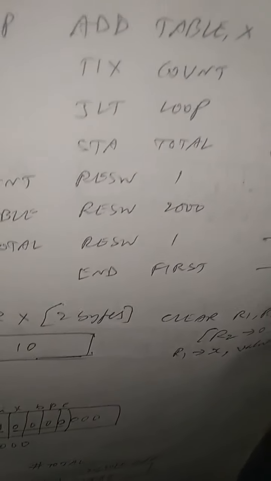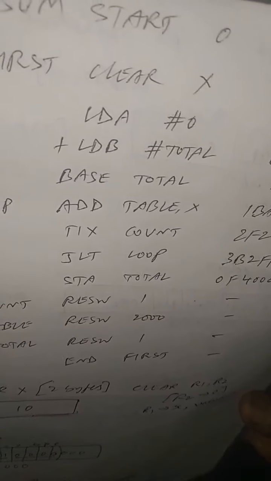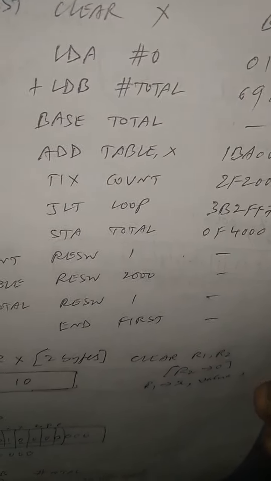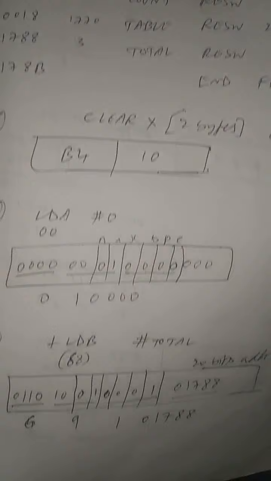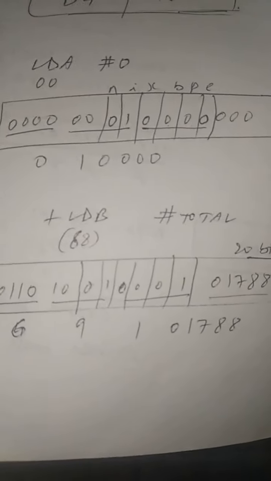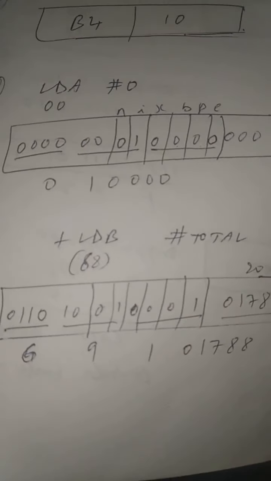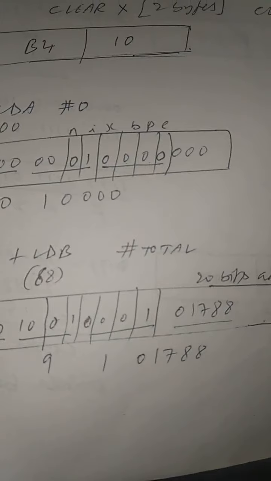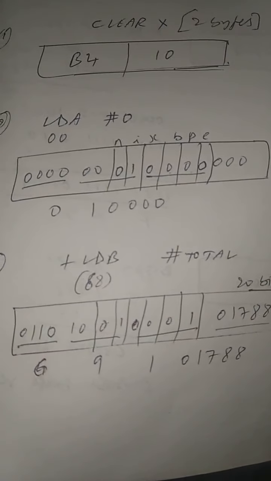Then comes +LDB #TOTAL. Plus LDB means format 4. So +LDB #TOTAL means it is immediate mode with extended format.